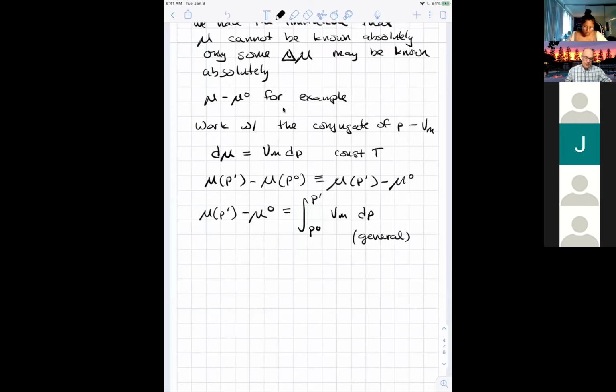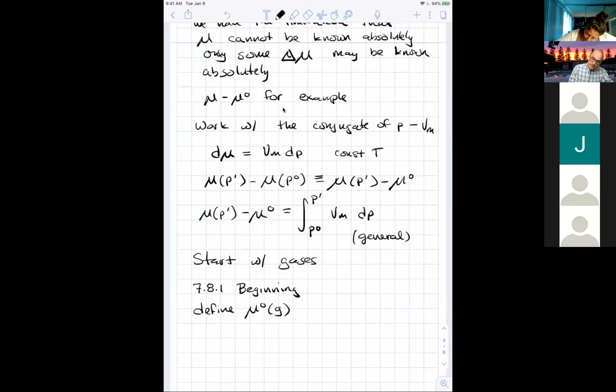And to be able to look at this, let's start with gases. Because recall the definition of the standard state for gases is kind of wonky, but once we get past that, working with them should be doable, right? So let's define mu naught G. This is going to be the gaseous standard state.